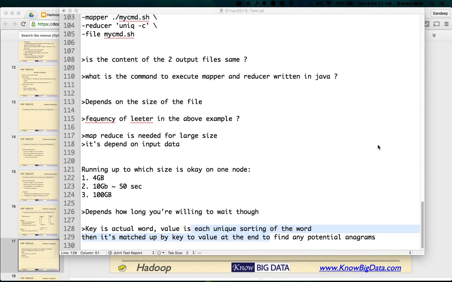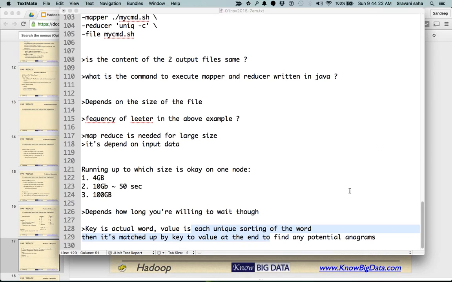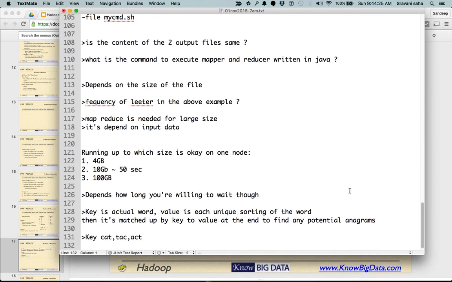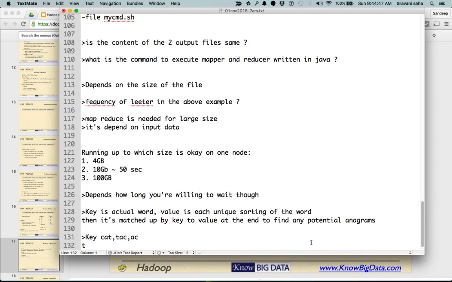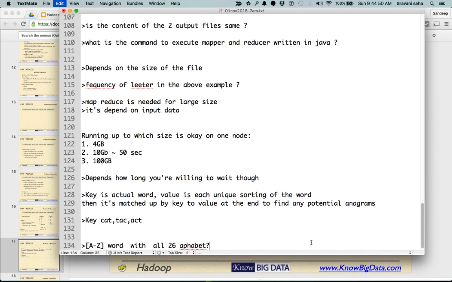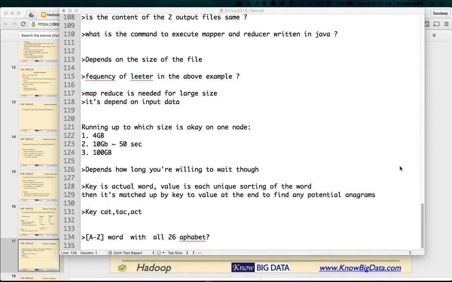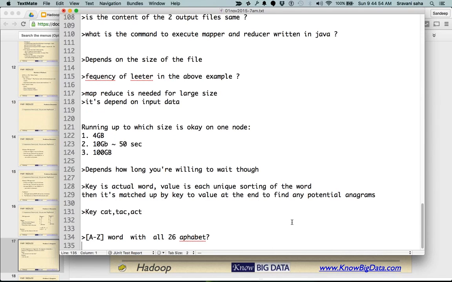Okay, Kamal says that should we keep the key as this, meaning all the rearrangements of the letters. Now, for each cat, act, and tag, this is what you want to do. Yes, good, good. This approach is also clever. So I've got two, three approaches. Brilliant. So here is Anand's approach.